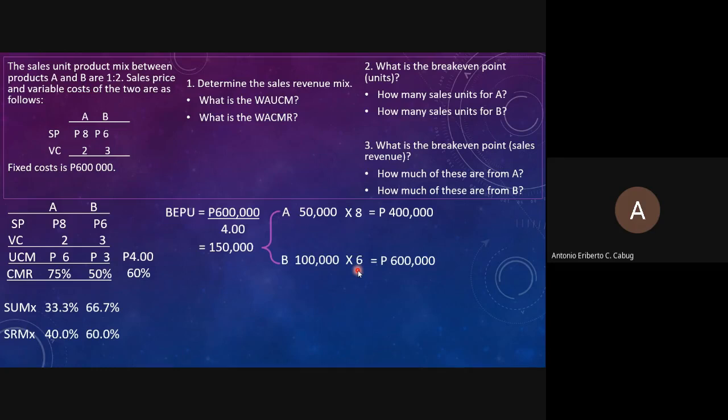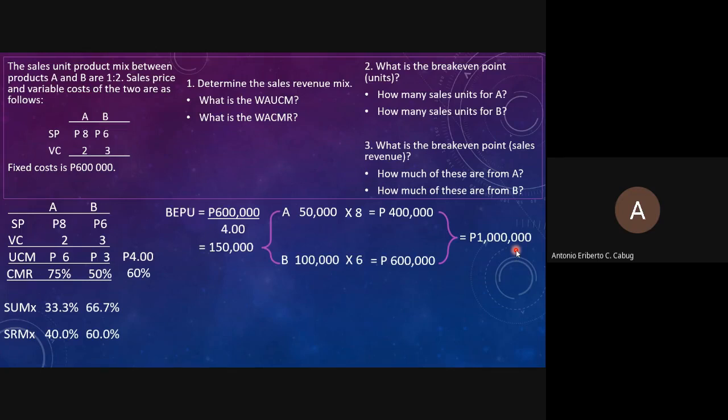So, you want to know the break-even point in sales revenue? When you add these two, it should be 1 million pesos. You need to sell 150,000 units, and 150,000 units is worth 1 million pesos. Okay, ilan ang dapat mong ibenta? 150,000 units. Magkano ang dapat mong benta? 1 million pesos. Okay ba?